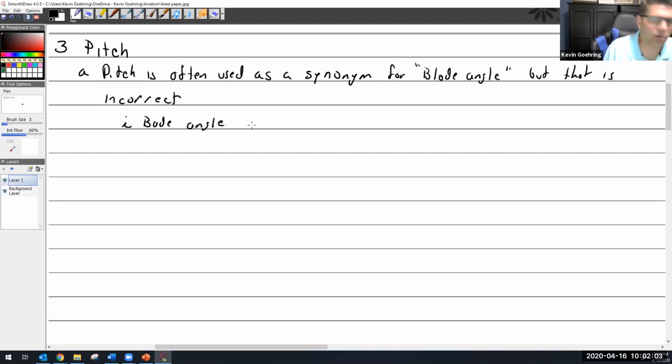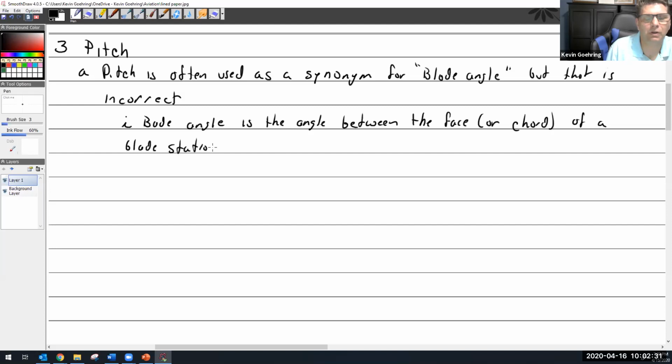So blade angle. Blade angle is the angle between the face, or chord, the chord of a blade station, and the plane of rotation.